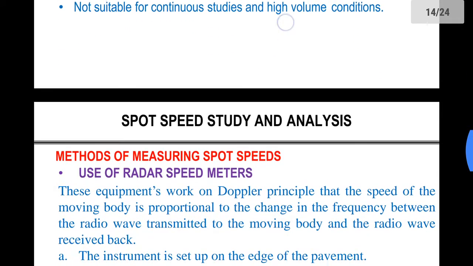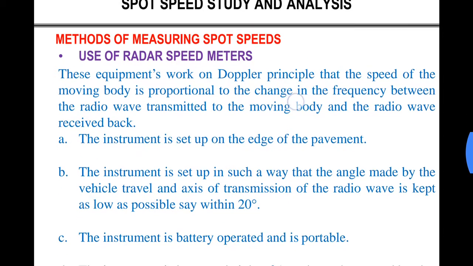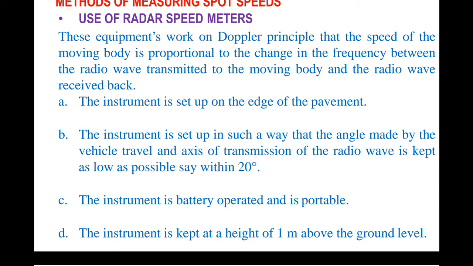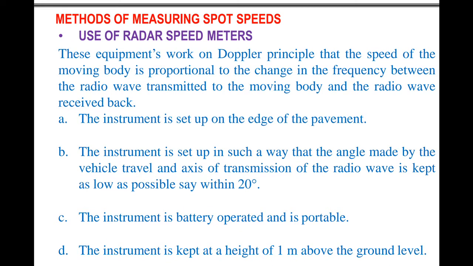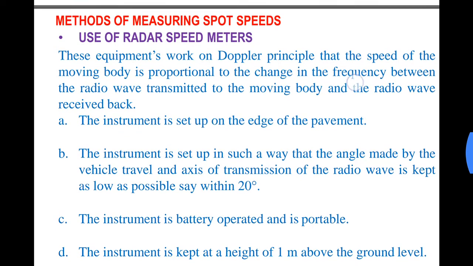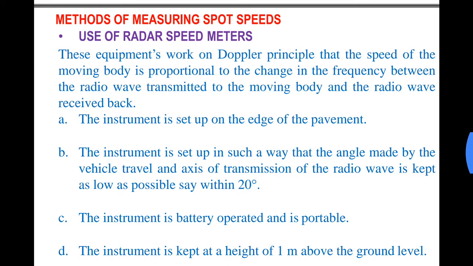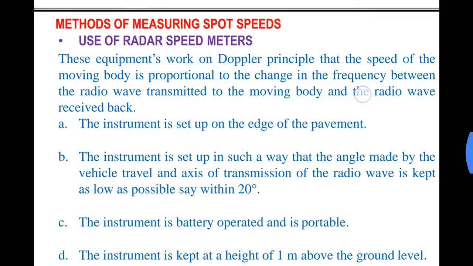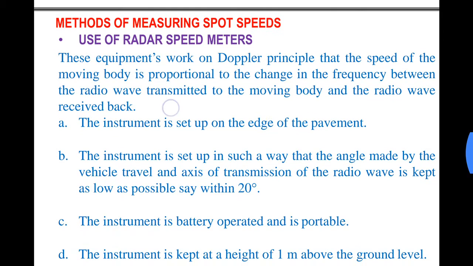The next method is using a radar gun, or radar speed meters. These equipments work on the Doppler principle, that the speed of the moving body is proportional to the change in the frequency between the radio wave transmitted to the moving body and the radio wave received back.